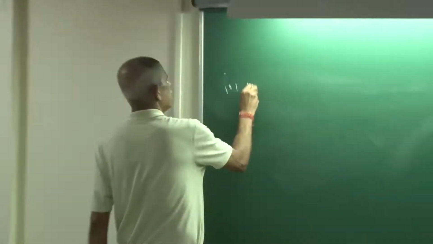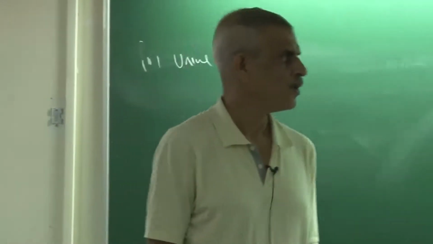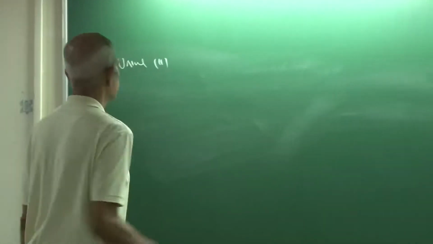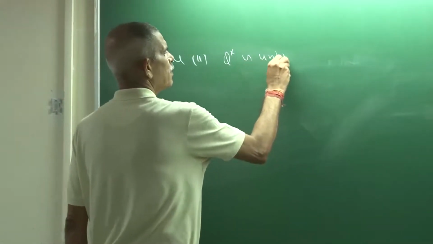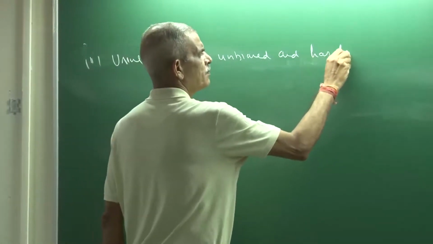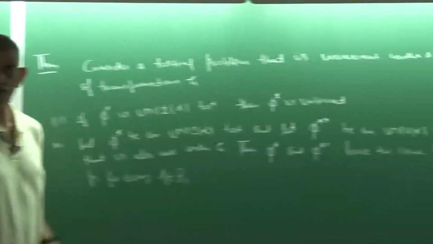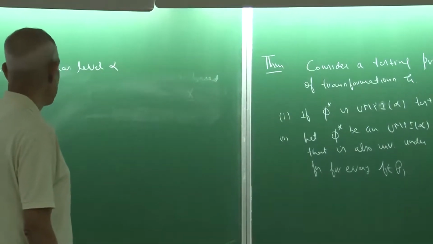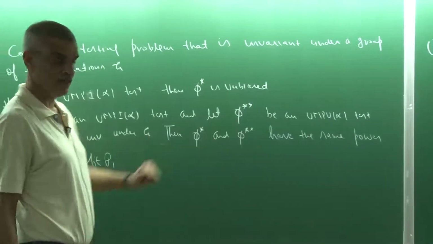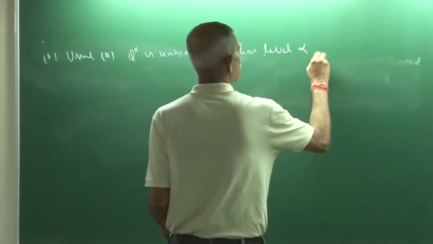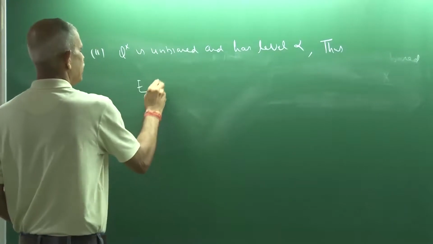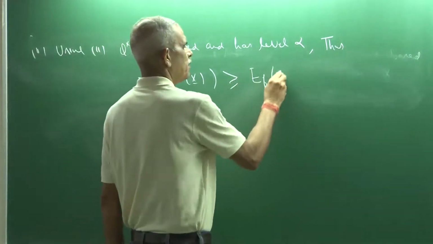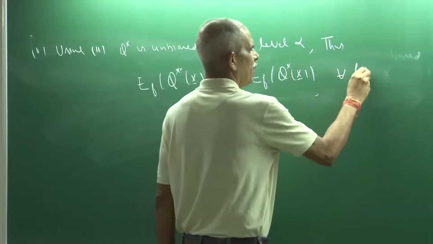So let us look at using part 2. What do you get? Phi star is UMPI alpha, so phi star is unbiased and has level alpha. Level alpha is just from this, because it is UMPI alpha means that it has level alpha. And from the first part it follows that it is unbiased, because any UMPI alpha test is unbiased. So phi star is unbiased and level alpha, and phi double star is UMPU alpha. So what does that mean? Thus, the power of the UMPU alpha test, which is phi double star x, would always be greater than or equal to EF of phi star x for every f belonging to P1.